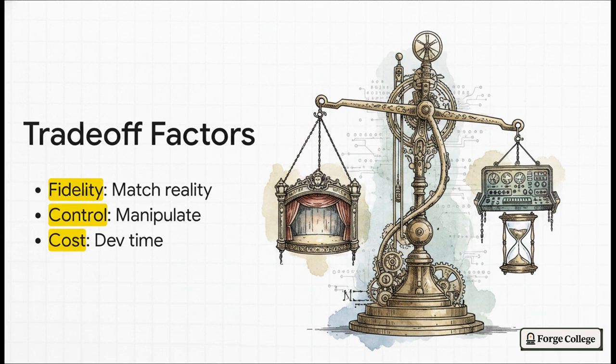So here's the crucial point. You simply cannot have a perfectly realistic, completely controllable, and dirt-cheap environment all at the same time. It's the classic engineering dilemma. Pick 2 and weep about the third. If you want high fidelity like a public testnet, you're going to lose control, and it might cost you serious time debugging flaky network issues. But if you want high control, like a local network, you sacrifice the fidelity of real-world network ingestion. You really just have to choose the right tool for the specific job.